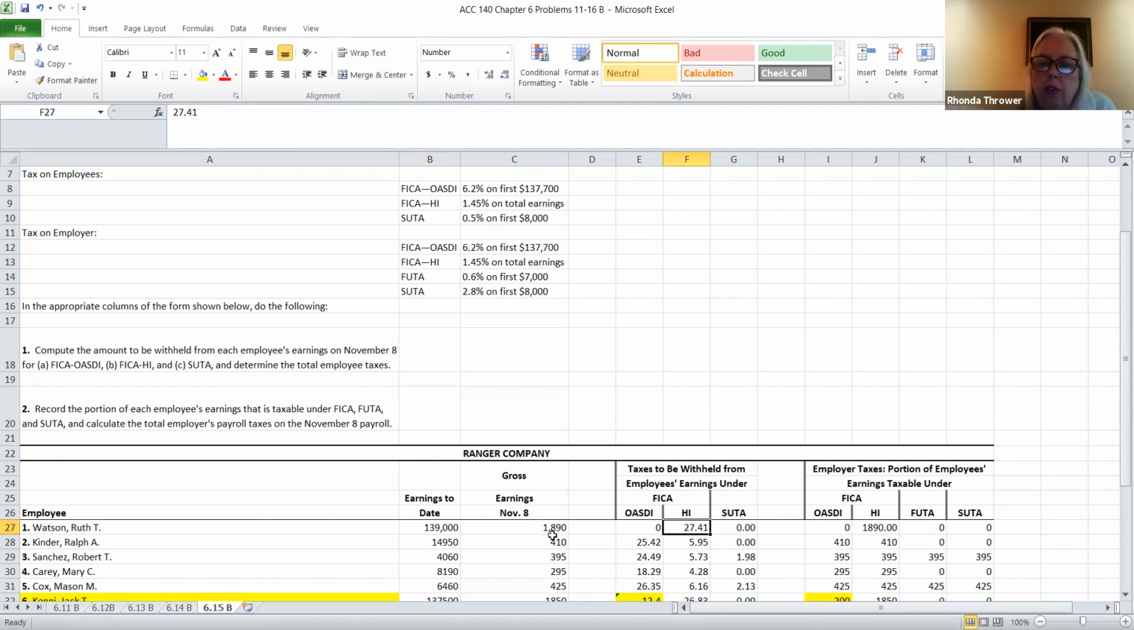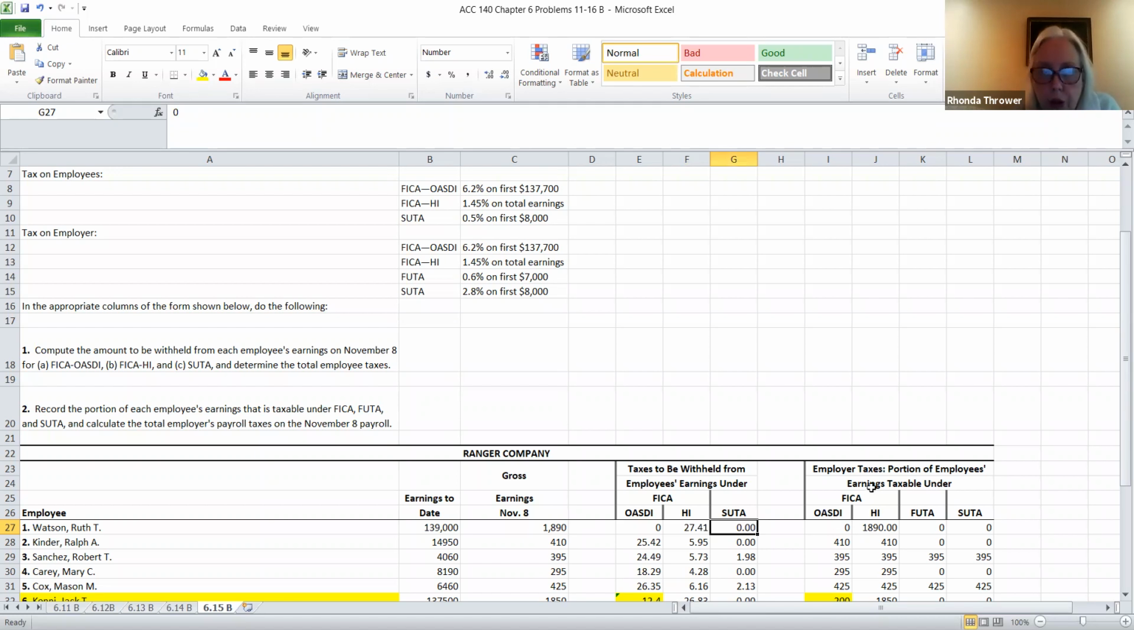So there's zero FICA taxes that the employee would pay, but they are responsible for paying HI taxes. The HI taxes are based on the amount of earnings that will be paid on November the 8th, which is $1,890. So take $1,890, multiply it by 0.0145, and that will give you the HI portions. Now, the SUTA amount that is owed by the employee is only on the first $8,000. So they've already collected the SUTA for this employee. So during this pay period, the employee would owe no SUTA.